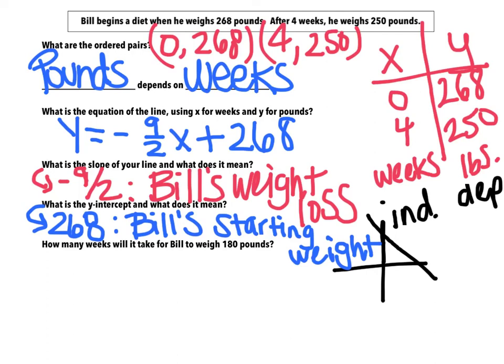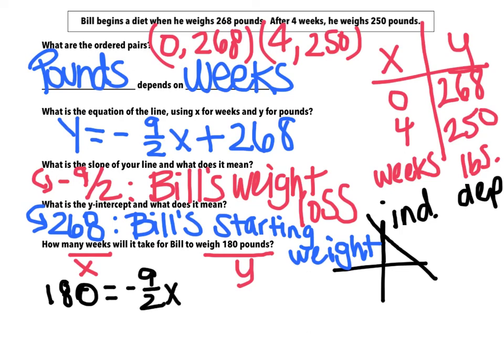The last question, how many weeks will it take for Bill to weigh 180 pounds, is something you're going to see a lot. You have to go back to the equation that you got from your calculator and predict future values. In this case, 180 pounds, remember pounds are the y's, and we want to know how many weeks. Weeks are x. So you just plug this 180 in for the y over here, and you have 180 equals negative 9 over 2x, since we don't know the x, is still a variable, plus 268.